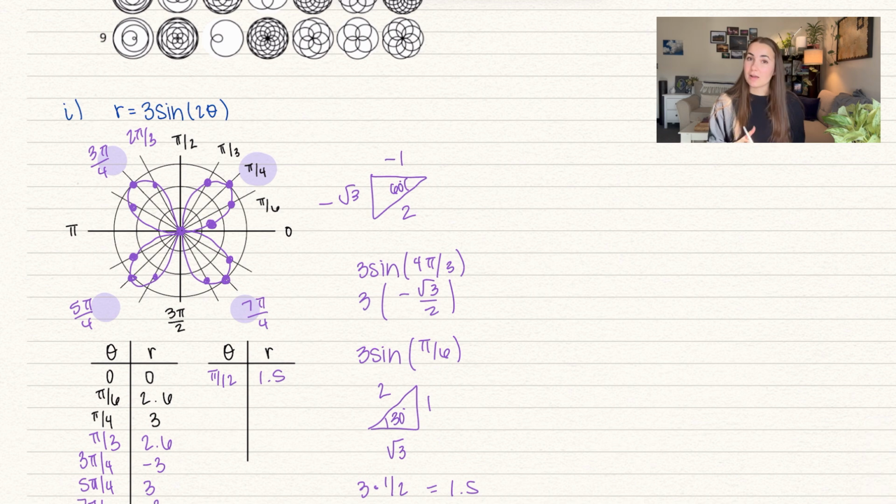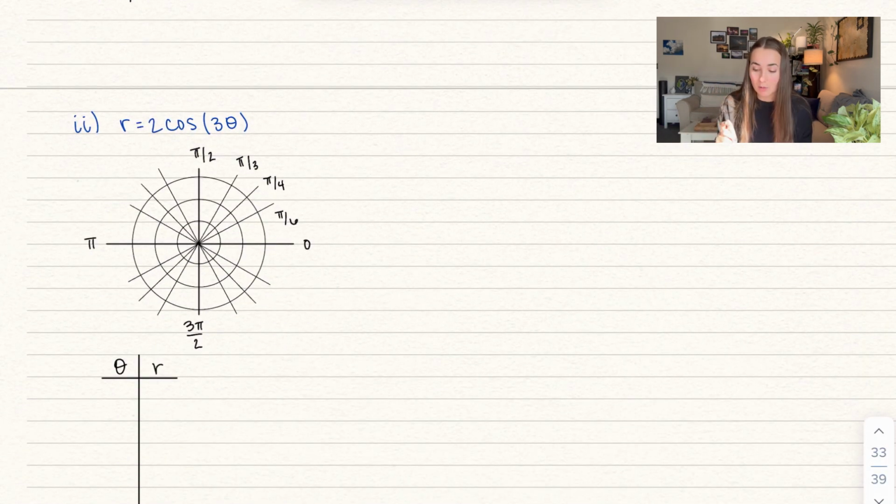So let's go ahead and talk about the number of petals that we have. Notice that we have 4 petals, and within our sine, we have 2 theta. So we have double, right? We have 4 petals, but we have 2 theta. Think about that. I'm going to let that rest in your mind. And now we're going to go to r equals 2 cosine of 3 theta. Do you think we will have 6 petals, or do you think we will have 3 petals?